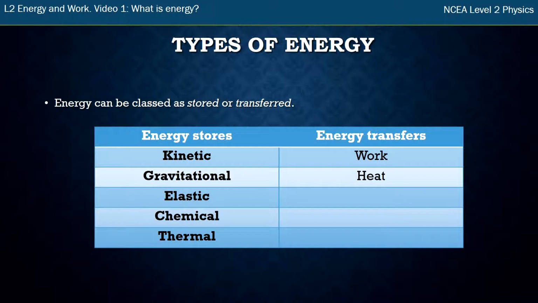The types of energy we look at this year are of two kinds: energy stores and energy transfers. The stores you would have come across before in Year 11: kinetic energy, which is the energy of movement; gravitational energy, which is the energy stored in a gravitational field between two objects; elastic energy, which is the energy of things being compressed or stretched, such as a spring or elastic band; chemical energy, where we talk about energy in food; and thermal energy, which is what you may have called heat, but you can see heat's in the other column there.